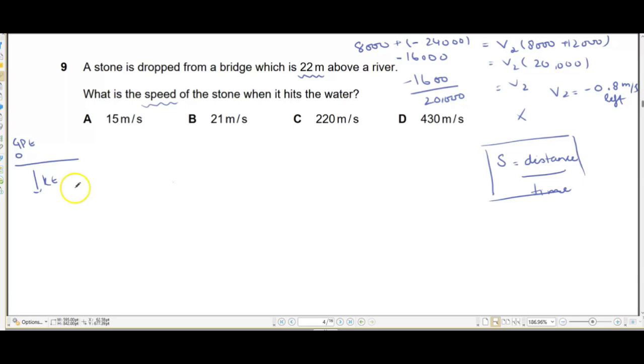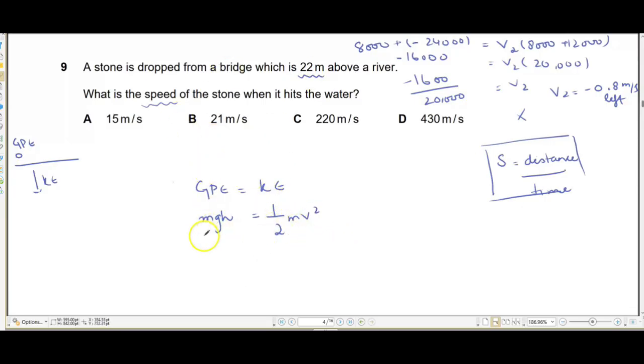One form of energy is converted into another form. So what we do is we equate gravitational potential energy and kinetic energy. The formula for gravitational potential energy is mgh, where m is the mass, g is the gravitational force, and h is the height, and that for kinetic energy is half mv square.